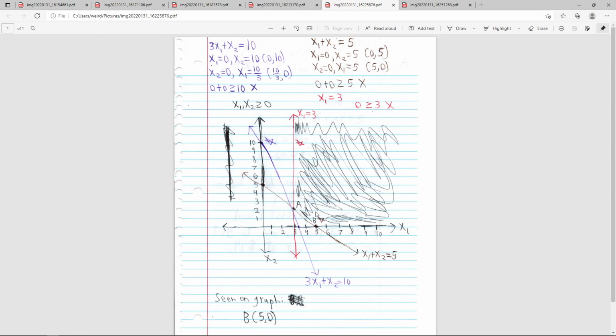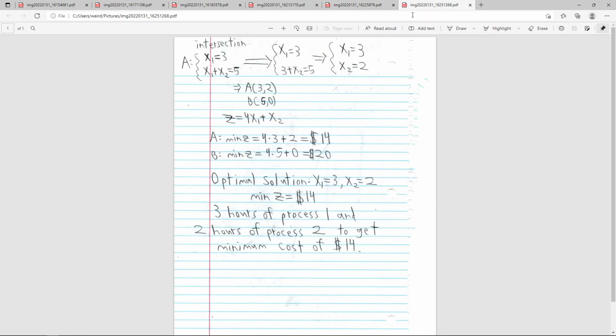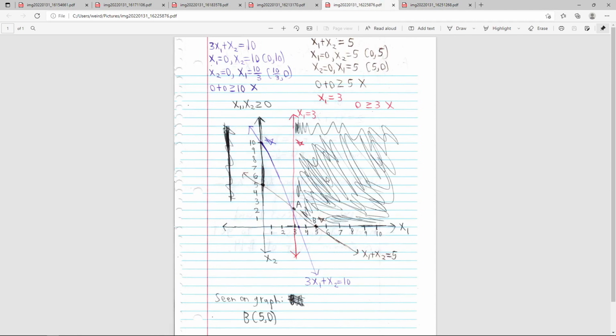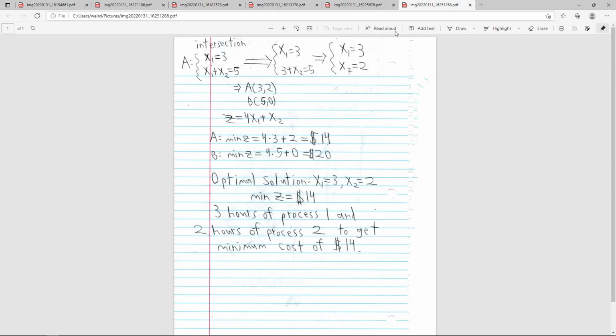So just A and B, these 2 points, are all that there is. A and B here, or the edges, as you will. Seen on the graph, B is just 5, 0, because we got the intercept, so it's just the point A we have to figure out. So we'll use x1 equals 3 and x1 plus x2 equals 5, and this is a very easy one to solve. So x1 equals 3, and 3 plus x2 equals 5, so you get x2 equals 2 and x1 equals 3. So A is 3, 2, and B is 5, 0.